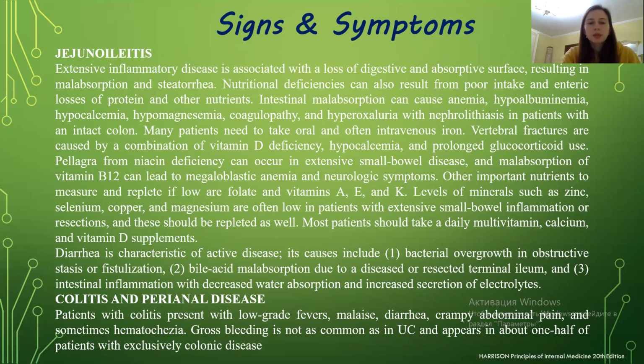And some words about colitis and perianal disease. Patients with colitis present with low-grade fever, malaise, diarrhea, crampy abdominal pain, and sometimes hematochezia. Gross bleeding is not as common as in ulcerative colitis and appears in about one-half of patients with exclusively colonic disease.